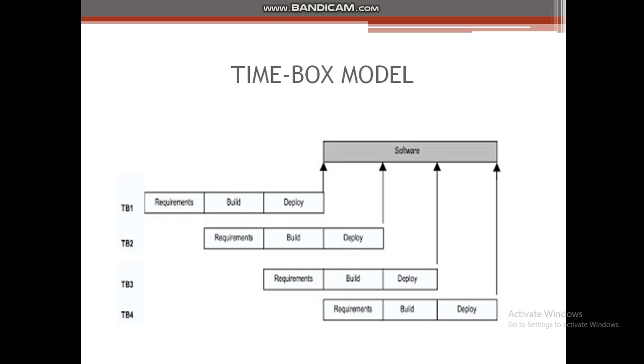This is the block diagram of the time box model. TB1, TB2, TB3, TB4 are the time boxes. In the time box model there are mainly three phases: the requirement phase, the build phase, which means the development phase, and the deployment phase. Here, requirements, development and deployment. Mainly three phases are there. Each and every phase is done in a fixed time duration.